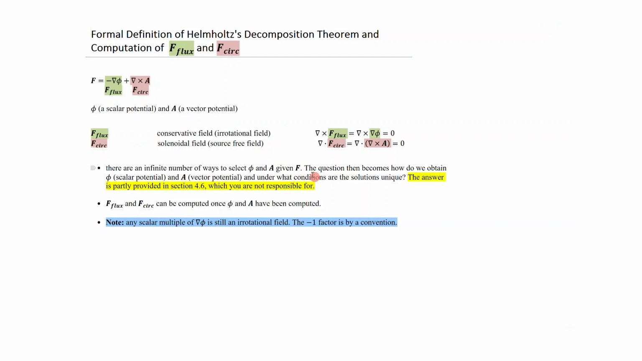The question then becomes, how do we obtain a scalar potential and a vector potential, and under what conditions are the solutions unique? The answer to this is partly provided in section 4.6, but you're not responsible for this. We're just basically stating up front that there are ways to go about determining what phi and A are. F flux and F circ can be computed, as I mentioned, once phi and A have been computed. Again, any scalar multiple of grad phi is still an irrotational field, and the -1 factor is there by convention.